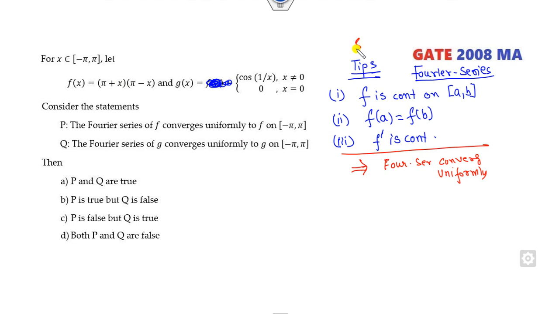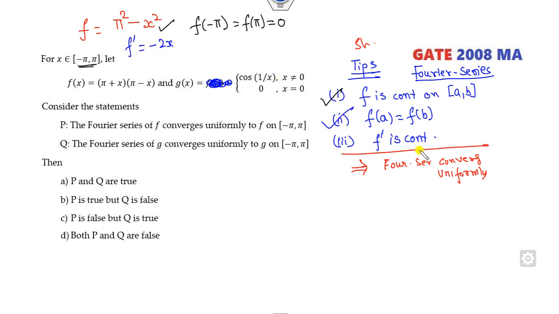There is no need to find the Fourier series of this. That is a very simple shortcut tip for you. So what is my f? This is pi square minus x square. Look at the first part. F is a polynomial, so it is continuous, satisfied. The domain is minus pi to plus pi. You can see f of minus pi and f of plus pi are both the same, equal to 0. The second condition is also satisfied. The derivative is a polynomial, and a polynomial is continuous. So all three properties are satisfied for f. It means the Fourier series of f converges uniformly. Yes, that is the correct statement.